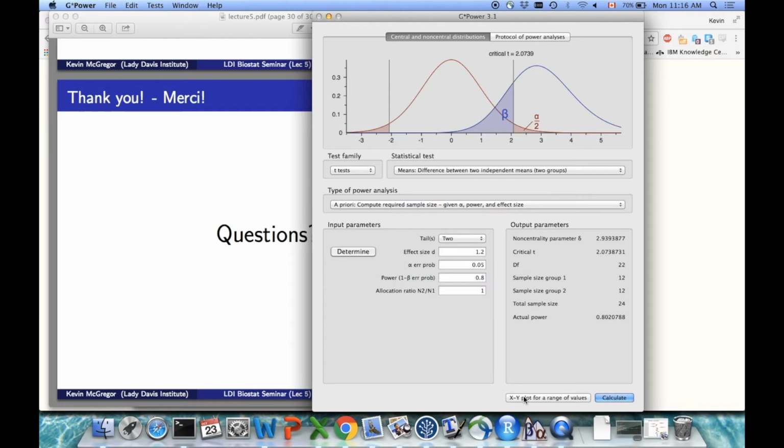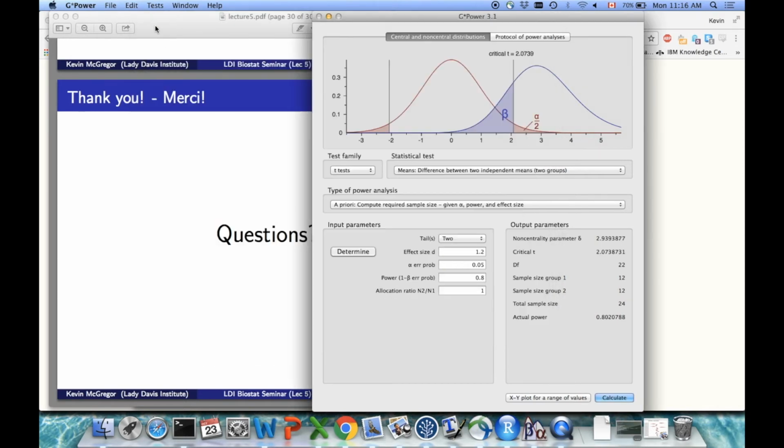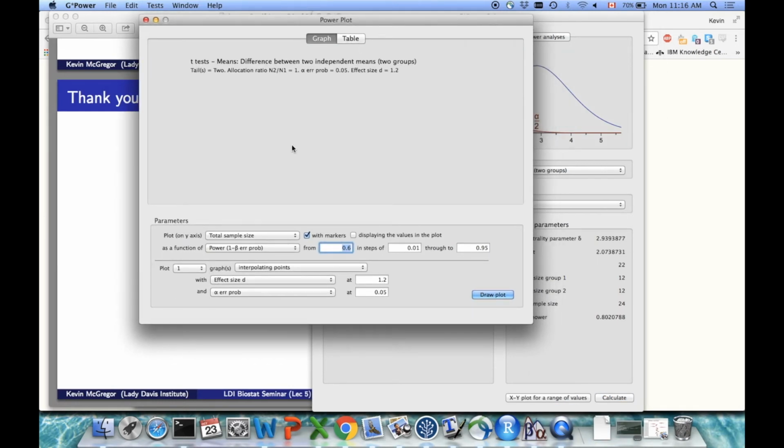And one thing that is very useful is if you click on this button at the bottom here, X-Y plot for a range of values, you can make a very nice plot like I showed you in the presentation. So there are a few things you have to play around with here. So I'm going to make it so that my power ranges from 0.6 all the way to 0.95 in increments of 0.01.